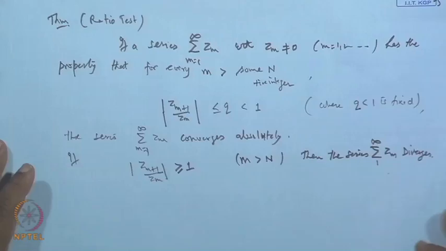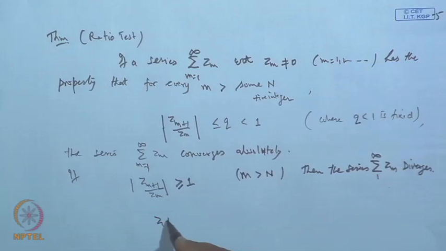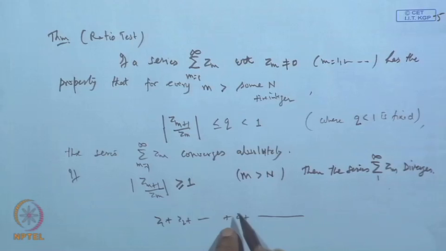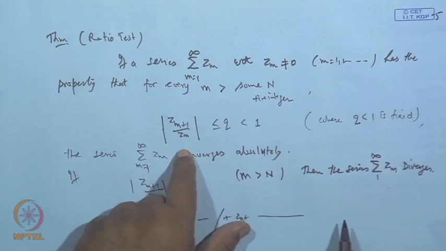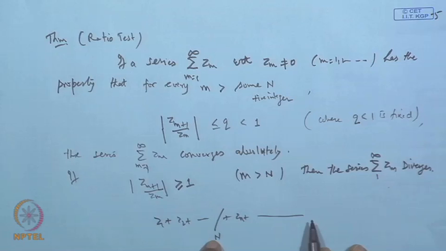Then another test, which is also called a ratio test, is basically a comparison type, is it not? You are comparing the next term to its preceding term and then finding the ratio. Another test, where we take the nth root, we also call the nth root test. Here, we are taking the terms z1 plus z2 and so on to zn and so on. This is a series. We are fixing a capital N, and after this capital N onward, the ratio of the term to its preceding term is always less than or equal to q.